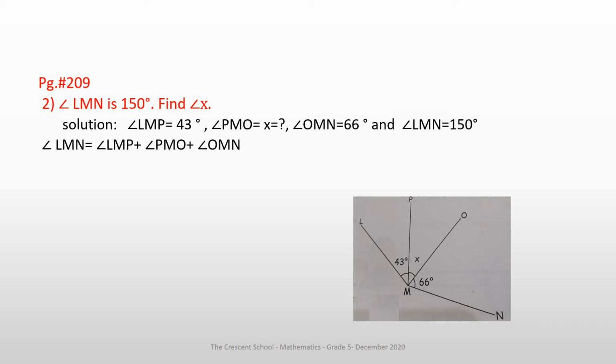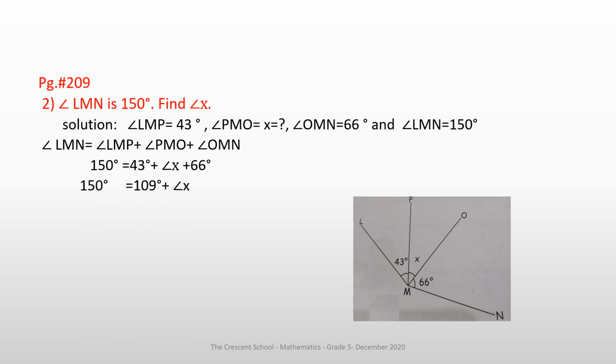Now put values. Angle LMN is equal to 150 degree. Angle LMP is equal to 43 degree. And angle PMO is equal to X. Angle OMN is equal to 66 degree.